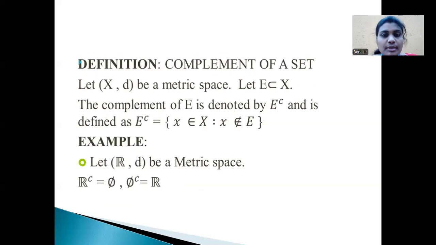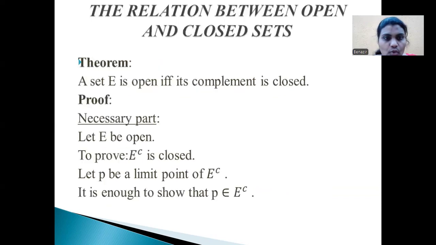Next one, complement of a set. Let (X, d) be a metric space. Let E be a subset of X. Then the complement of E is denoted by E complement, and it is defined as E complement equal to the set of all x belonging to X such that x does not belong to E. That means x is not an element in the set E. For this, we consider the example: let (R, d) be a metric space. R complement is equal to empty, and the empty complement is equal to R.